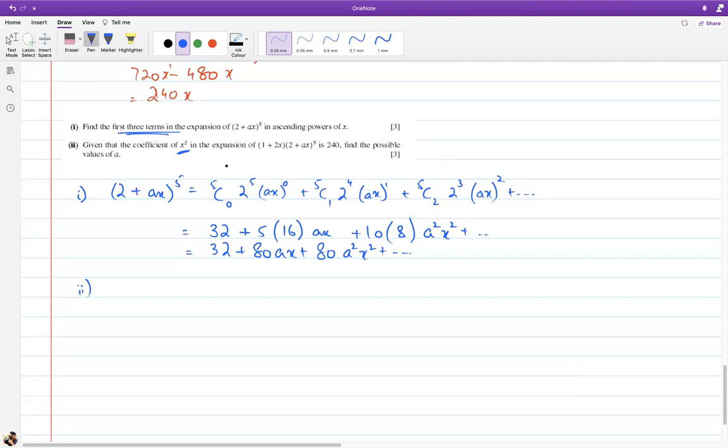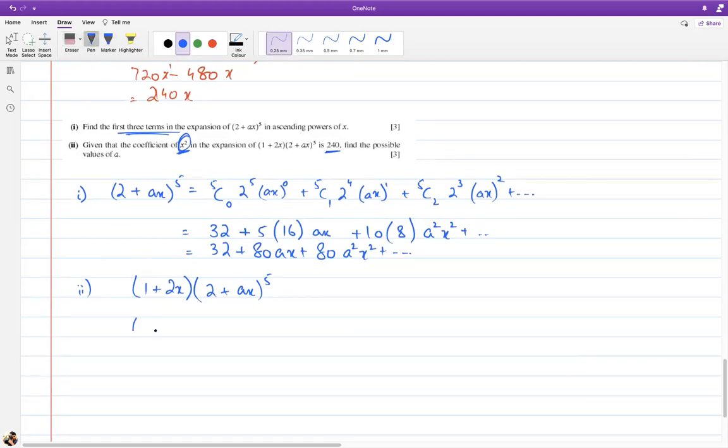That's the term I'm looking for. When you expand 1 plus 2x and 2 plus ax power 5, when you find x squared, turns out its coefficient is 240. That means I'm looking for 240x squared. That's what I'm going to get. That's my term that I'm looking for. But I do not know what number it is. लेकिन हमें कोई फर्क नहीं पड़ता. हम इसको expand करते हैं. हम देखेंगे कि x squared कौन सा आता है.